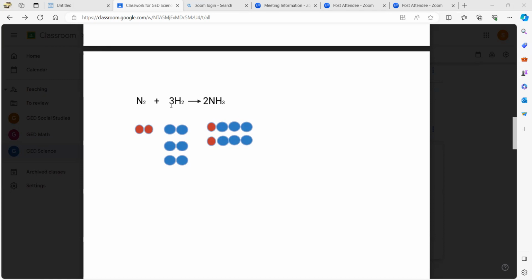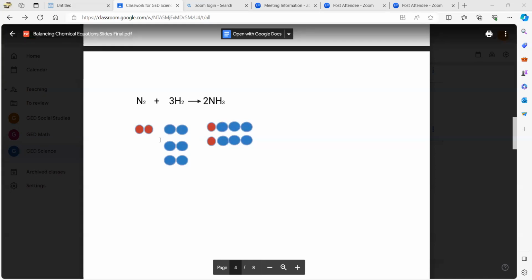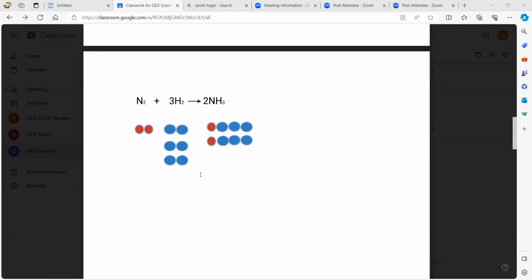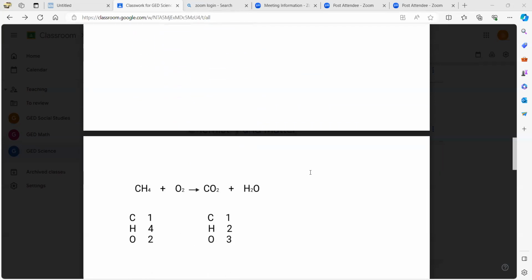Okay, or we can think of it as 3 H2 molecules or 2 NH3 molecules. Here's one of the molecules, here's the second molecule. 1 molecule, 2 molecules, 3 molecules. All right, let's look at another one.